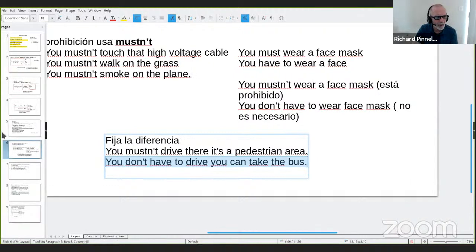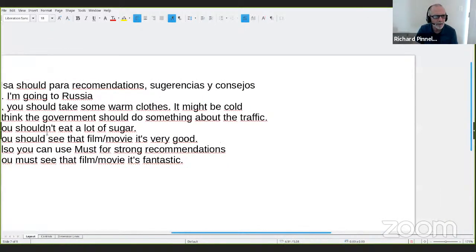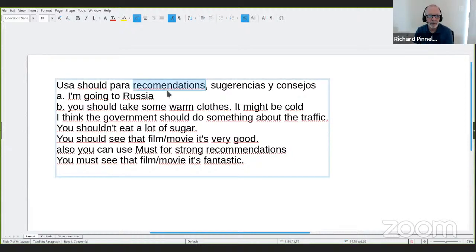Vamos a seguir. What else have we got? ¿Qué más tenemos? Eso fue must y have to. Ahora tenemos should, otra palabra que hemos visto hoy. Usa should para recomendaciones, sugerencias y consejos. Por ejemplo, esta es como una conversación. La persona A dice, "I'm going to Russia." Y la persona B dice, "You should take some warm clothes." You should take, es una recomendación.